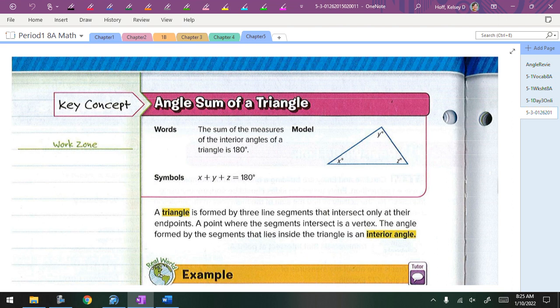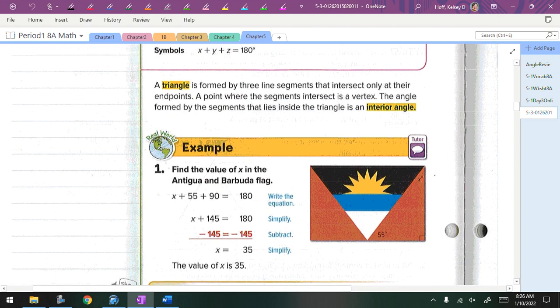Triangle right here. How many sides does a triangle have? 3 sides. Okay, 3 sides of a triangle. Today's main idea: the sum of the measures of the interior angles of a triangle is 180. Sum means we're going to add. We're going to add together the 3 inside angles of a triangle, and they always get set equal to 180 every single time. So we're going to write little mini equations today over and over and over.